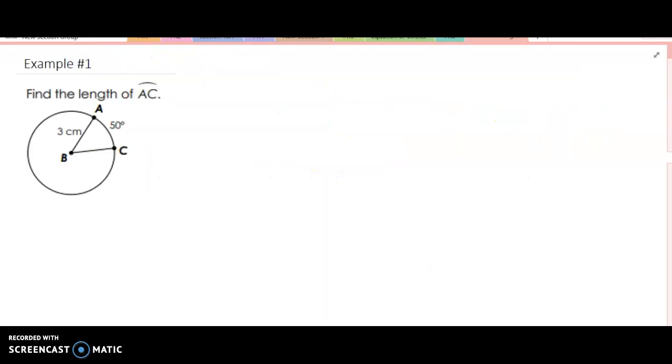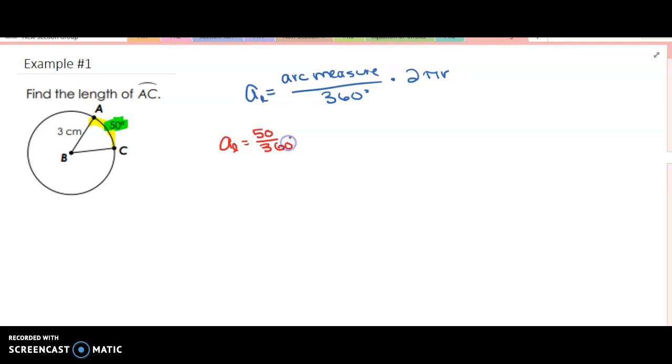All right, so here we want to find the arc length of AC. So what we're looking for is just this distance right here. Arc length is going to equal arc measure over 360 times 2 pi r. So if I plug things in, arc measure is 50, so arc length equals 50 over 360 times 2 pi, my radius is 3.